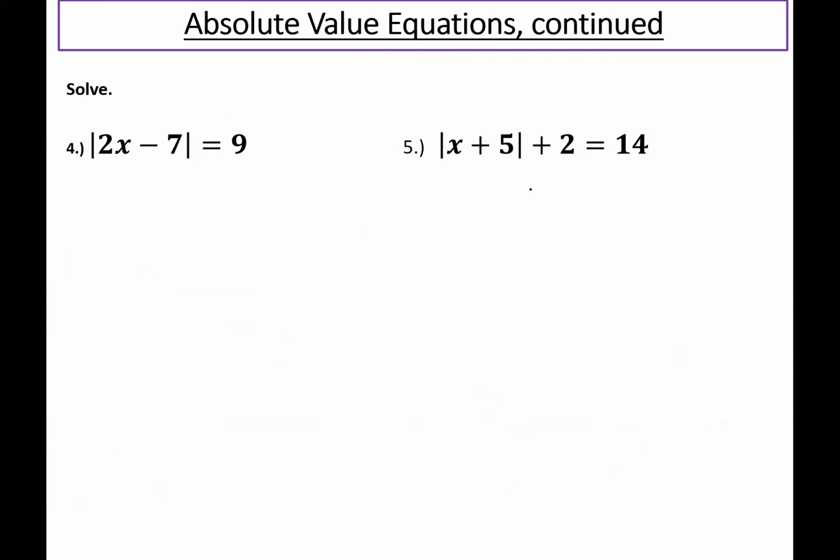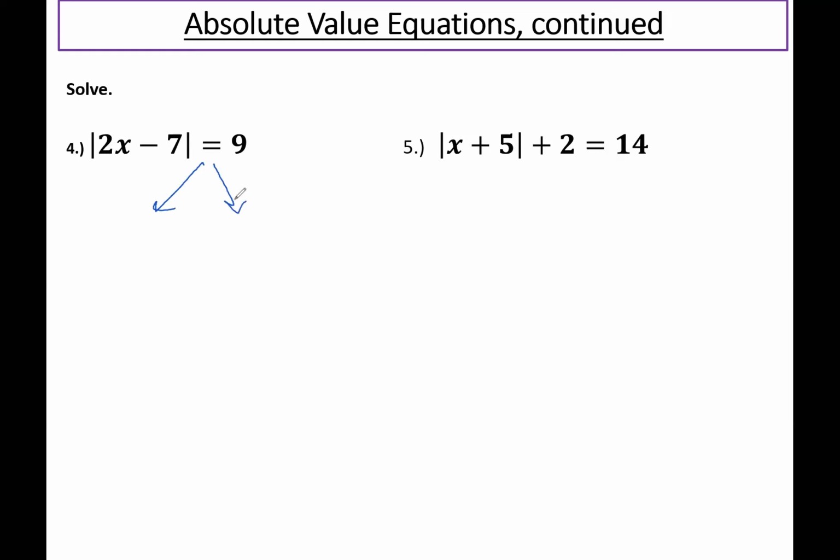So we're still going to follow the same types of steps when we solve these. But as you can see, it's not just x in the absolute value. There's more going on now. Okay, so here's what we're going to do. We still want to make sure that the absolute value is isolated, which it is. The absolute value is all by itself on the left side here in number 4. So we can go ahead and split this up into 2 problems.